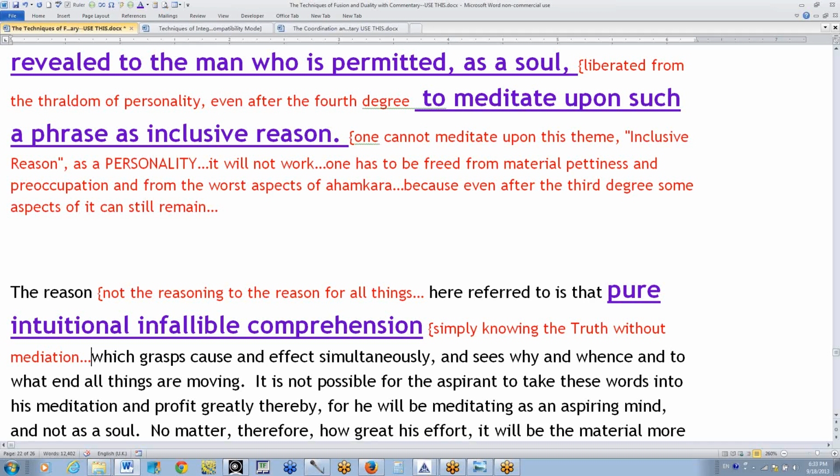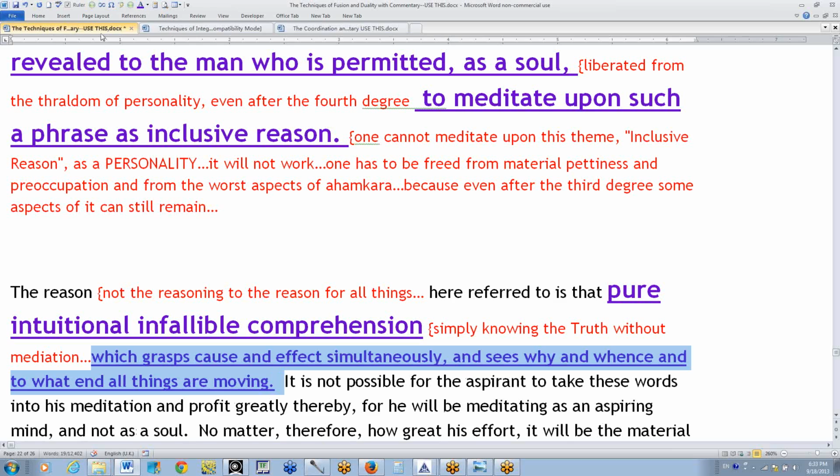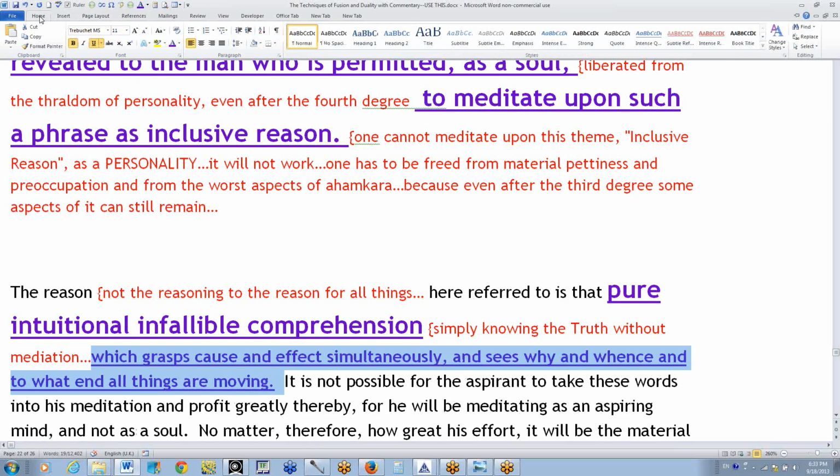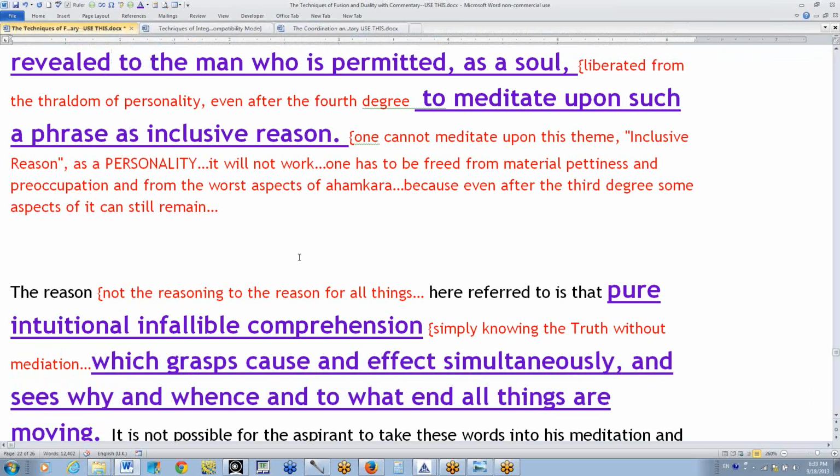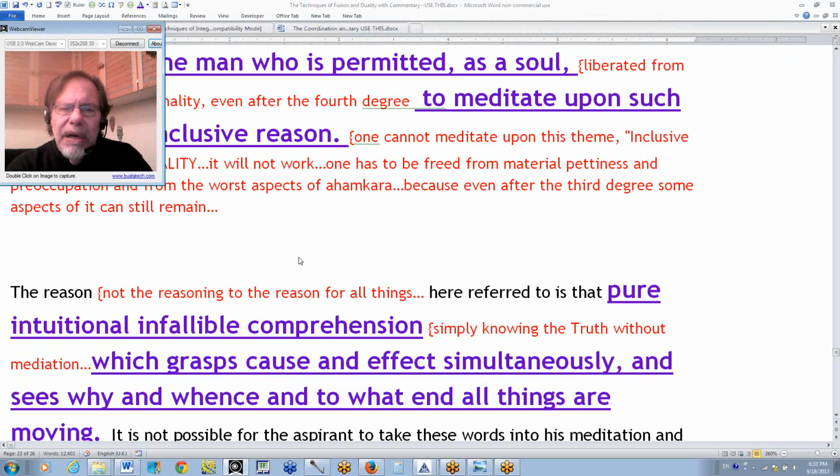So this infallible comprehension, which grasps the cause and effect simultaneously and sees why it happened, whence it came from, and to what end all things are moving. It's as if, when we perceive any process, we know infallibly whither it is tending if it continues as it is. Now, always free will can introduce modifications, and then there will be a different effect, and we will grasp that immediately as well because of the modification. So we can, in fact, change our lives. If we simply persist in the way things are, the effect is already determined.